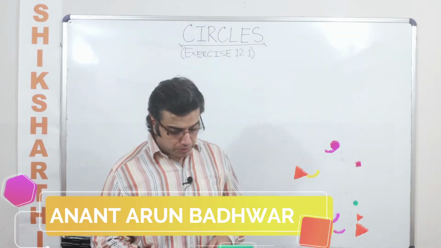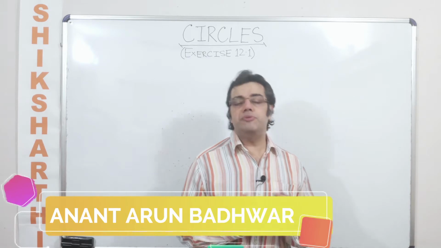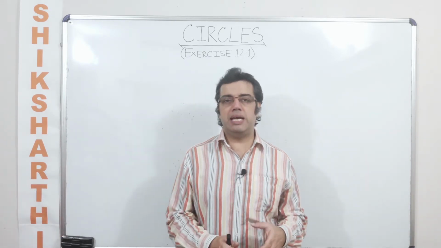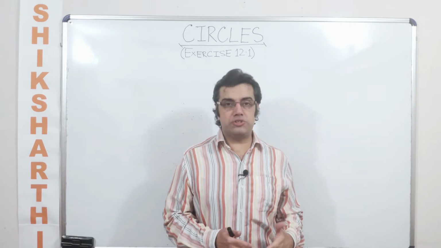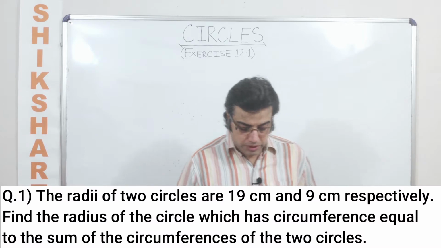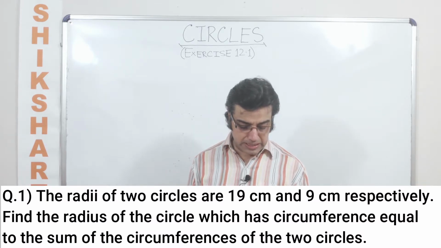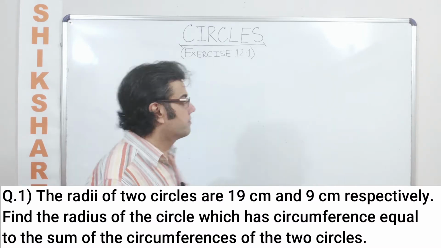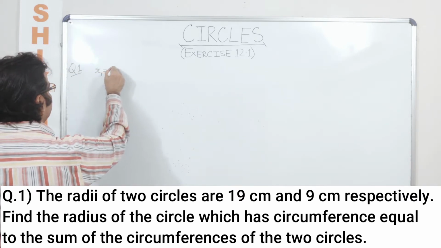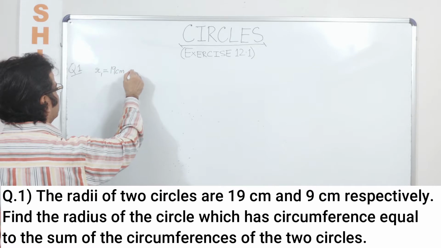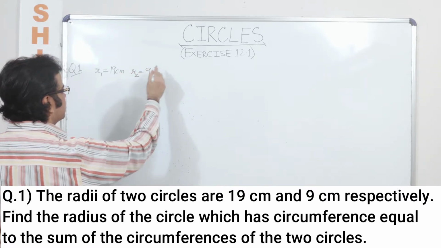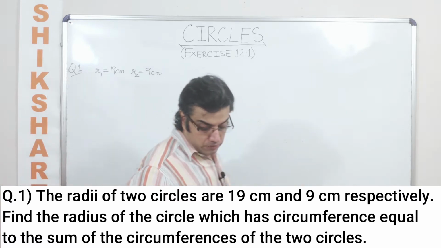Now, talking about question number 1. And even before I begin with the question, you can see that they have already given you that the value of pi we are supposed to use for all the questions is 22/7. It says the radius of two circles is given as 19 and 9 centimeters. So let us say radius 1 is 19 centimeters and radius 2, for the other circle, is 9 centimeters. And what are they asking you to do?